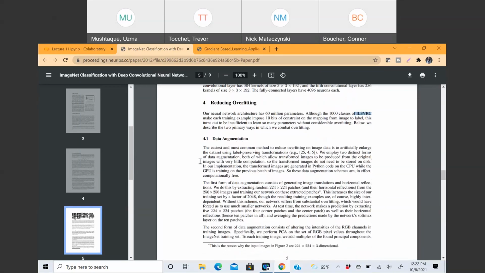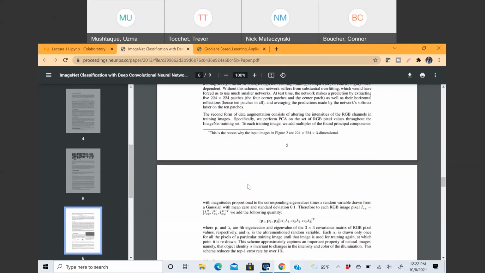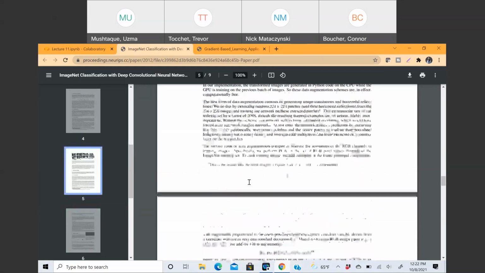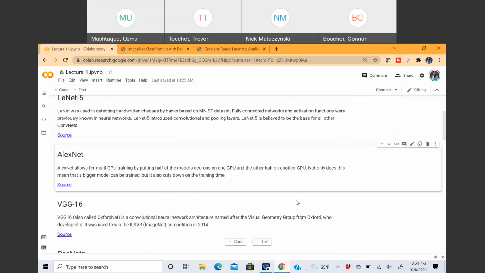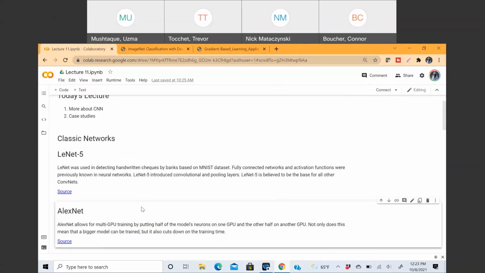Okay, so we will talk about data augmentation towards the end of today's lecture. This is one technique for dealing with overfitting when we are talking about image data. Data augmentation is an important addition to image processing and convolutional neural networks, especially when we are dealing with overfitting. So we'll talk about it towards the end. Let's leave it there. Okay, so those are the two important classic networks, LeNet-5 and AlexNet.